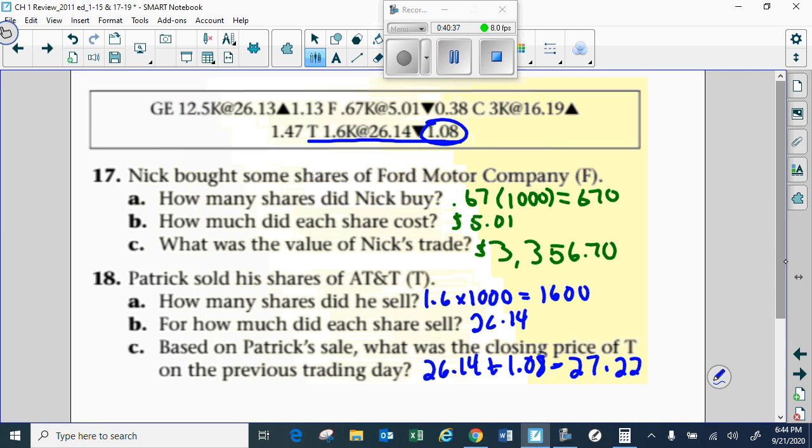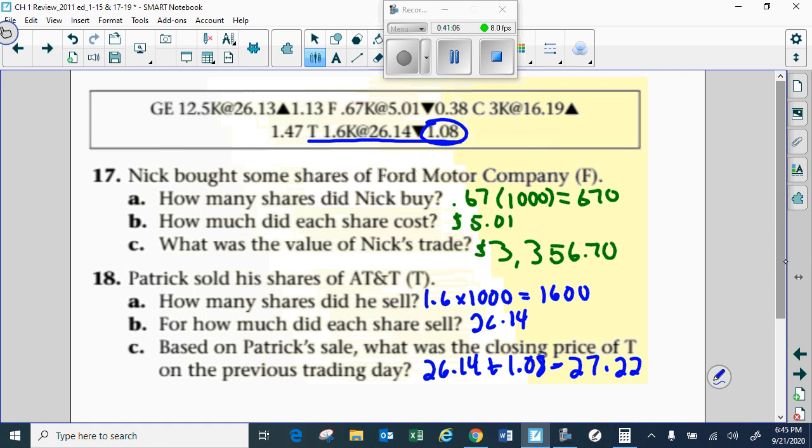Okay, number 18, yes. Well, what am I seeing? That is 17 on here. Nick bought some. Okay, that's showing 67. Okay, so this book was just different right there.